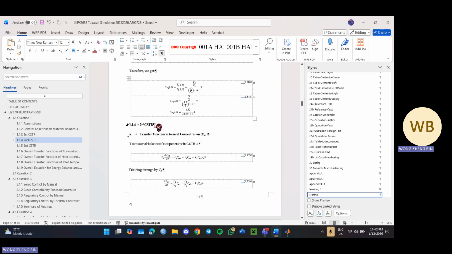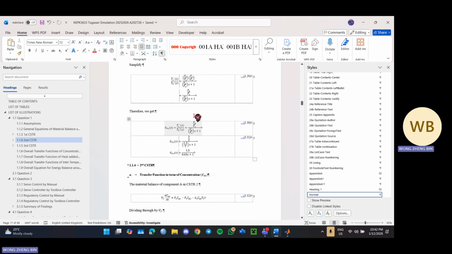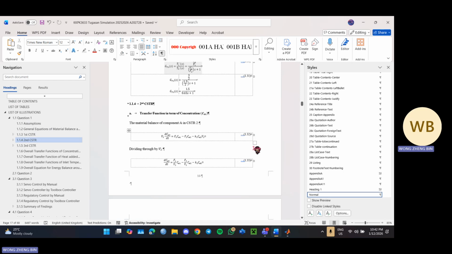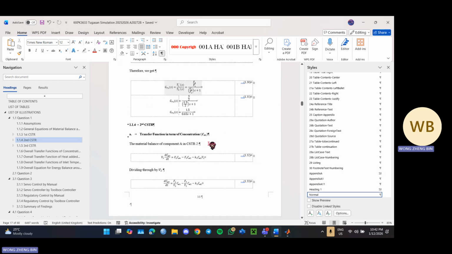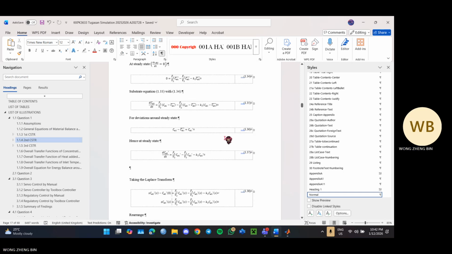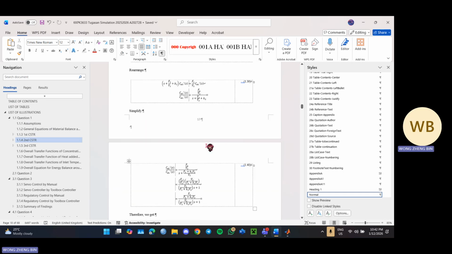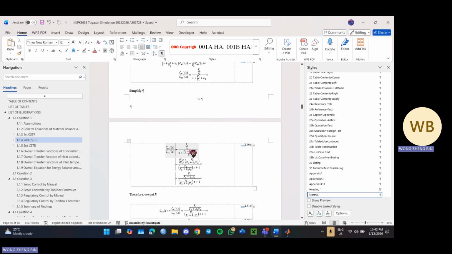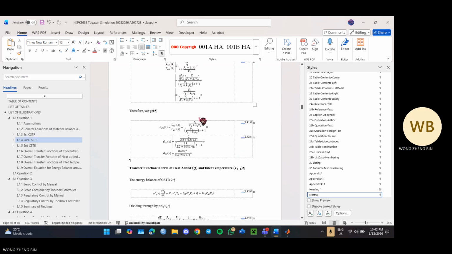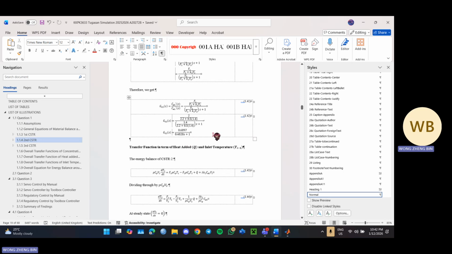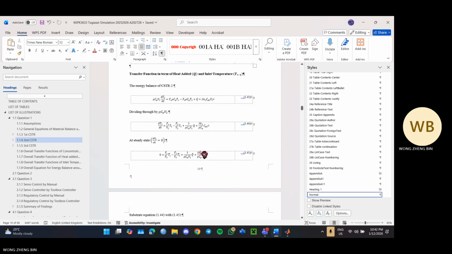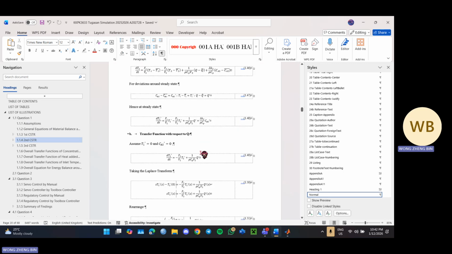The second CSTR is basically the same as the first CSTR because they are both first order, so nothing special. It's the same terms with the variables shifted from first to second. You can see this is the material balance part, and this is the energy part.